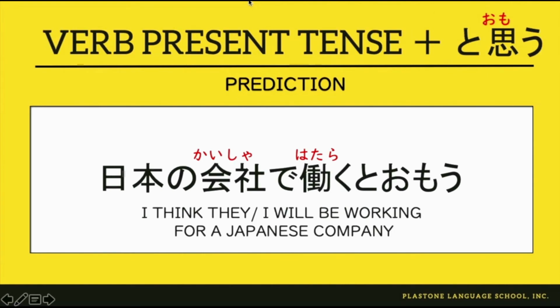Now, if we use the verb present tense plus to omo, so careful po tayo dito, instead of intention, magiging prediction na ito. So for example, Nihon no kaisha de hataraku to omo. Instead of hatarakou, which is a volitional form, we used hataraku. So this time, this is a prediction instead of intention. So it would mean na, I think I will be working for a Japanese company.